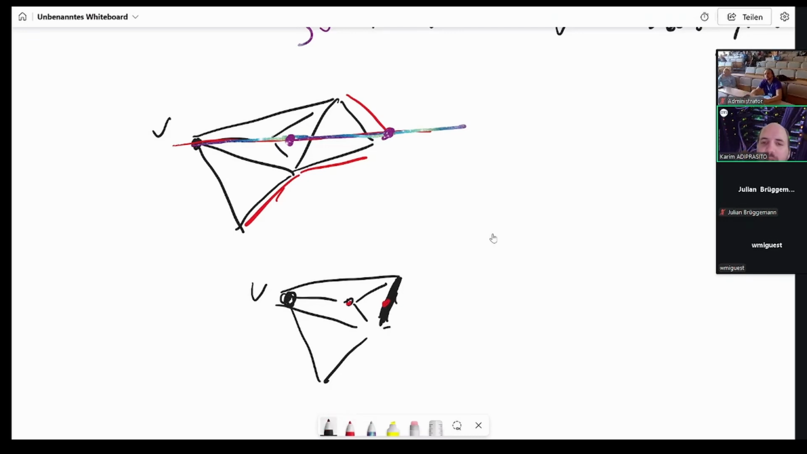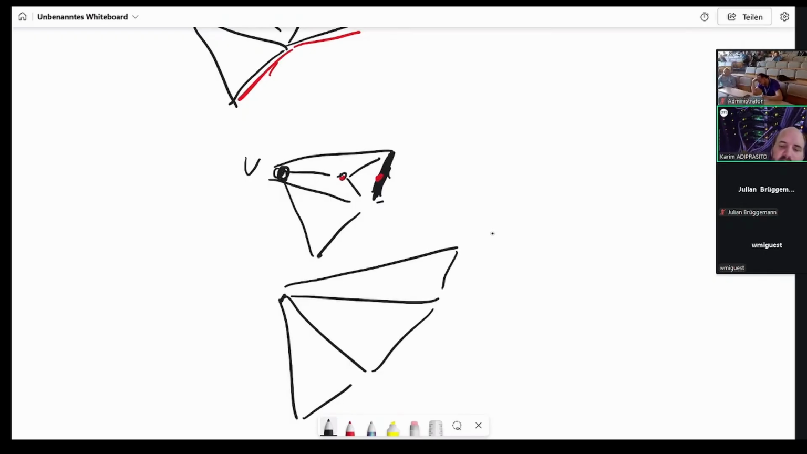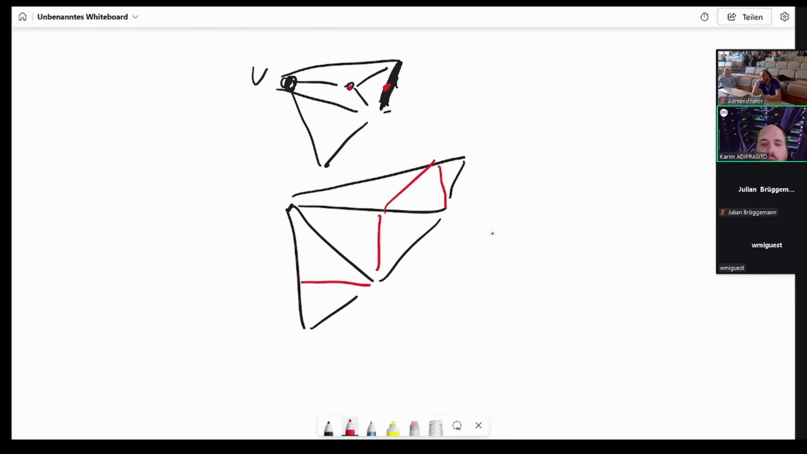So a scaled fin looks like this. I have a triangulation, and now it can look in the interior like this. This is the way that it is.